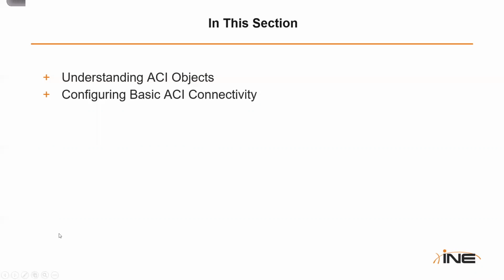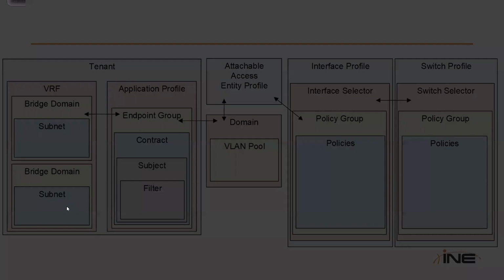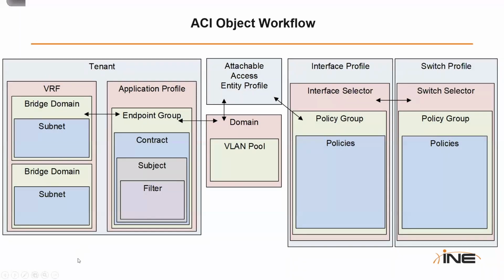Now, in this section, we're mainly going to be focusing on two main topics. How do the objects work in the Application Centric Infrastructure, or the ACI system for Cisco systems? And then we're going to look at configuring basic connectivity through the ACI and talk about how the objects fit together, and then talk about their workflow. So there's basically only going to be one slide for today, which is going to be what are the different objects and then how they fit together.